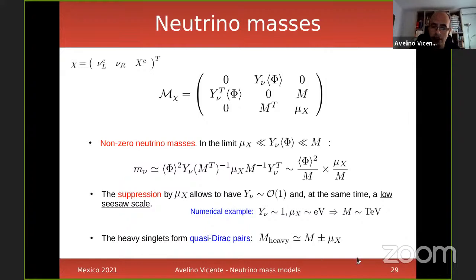Also, incidentally, this is something that I also wanted to comment. The heavy fields, and this is important, their masses are given by capital M, and then they form quasi-Dirac pairs. So one of them is a bit heavier than M, and another one is a bit lighter than M, but they are very close in mass. And let me also point out that if mu_X goes to 0, then these two are mass degenerate, they form an exact Dirac pair, and lepton number is restored because neutrino masses go to 0 as well. Okay, as I explained in a more generic way at the beginning.